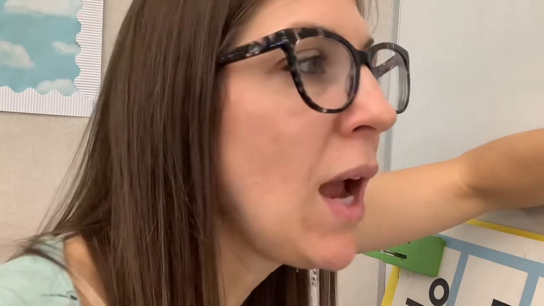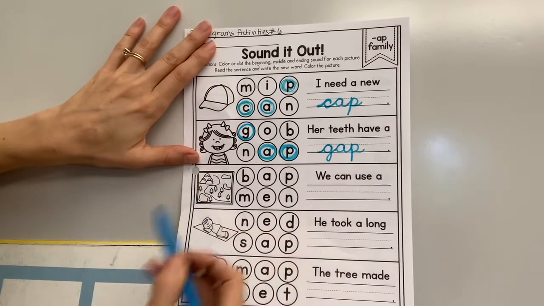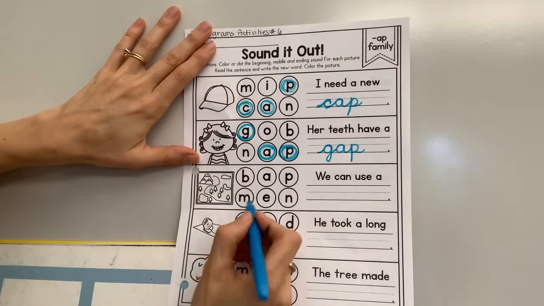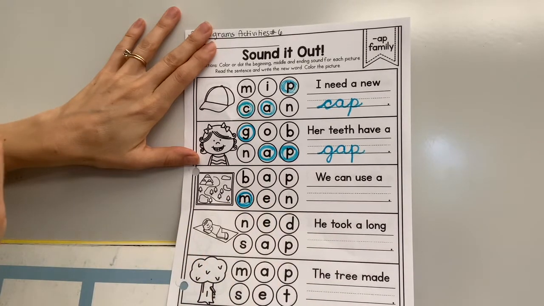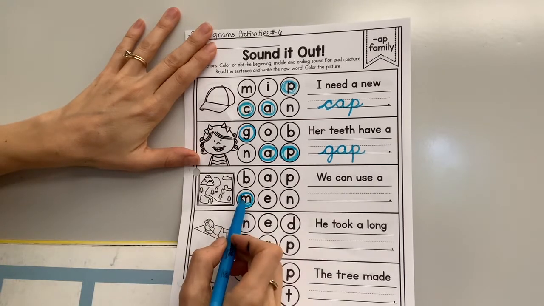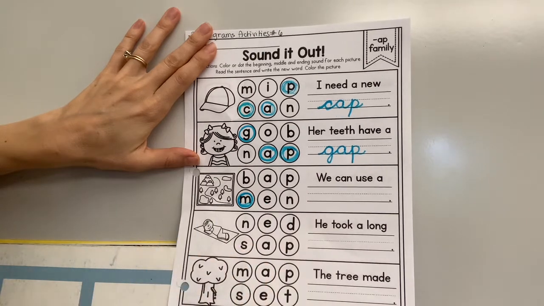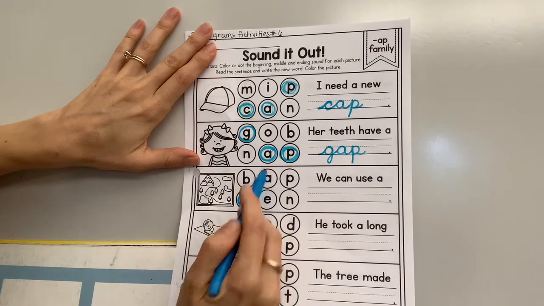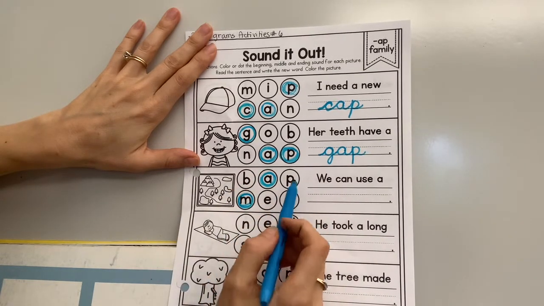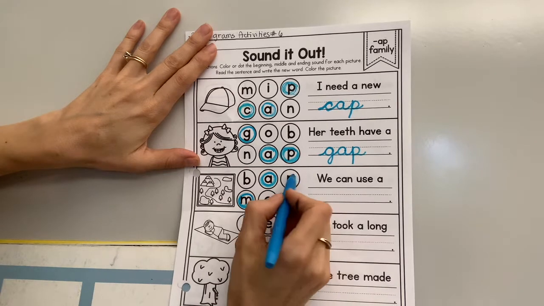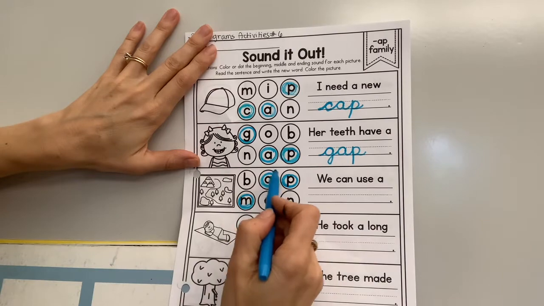map, right? So what says m? Is it the letter M or the letter B that says m? Very good, the letter M says m. You've been learning your phonograms. Good job. A, is it the letter A or the letter E that says A? Remember, A-A-R, it's the letter A. And then P, is it the letter P or the letter N? You know by now it's the letter P. Good job. So we have map.